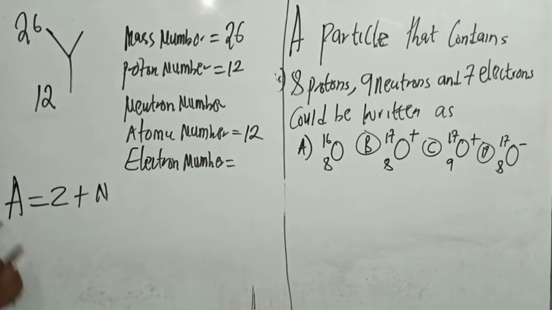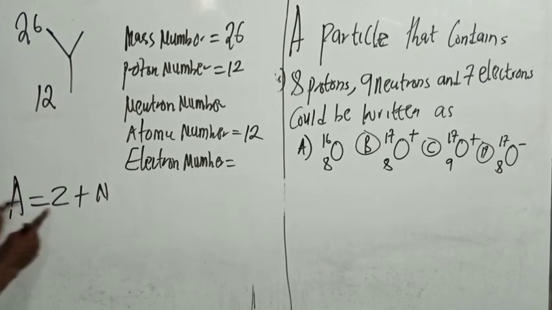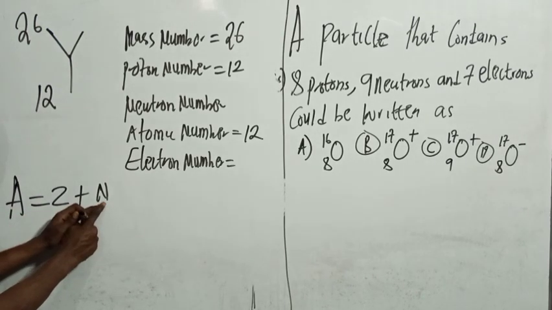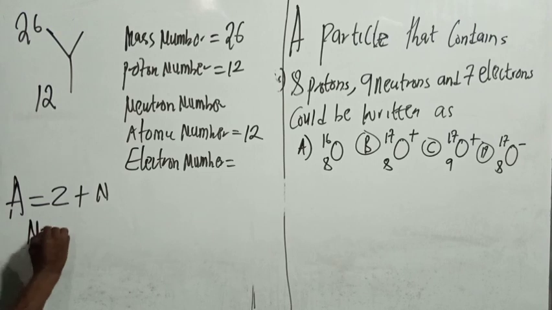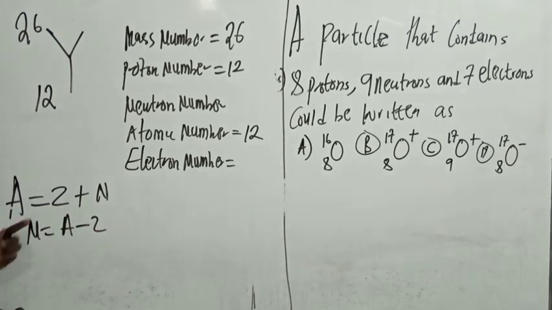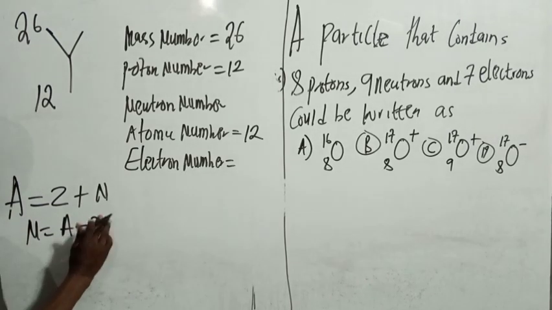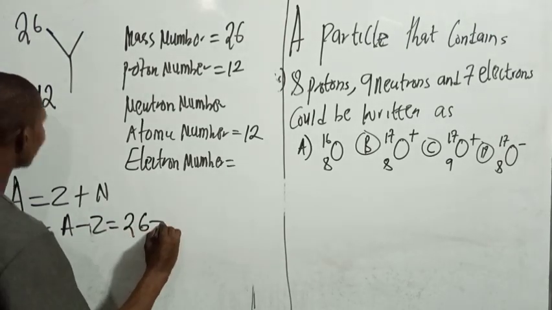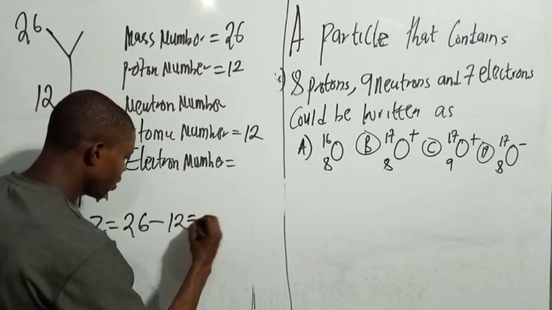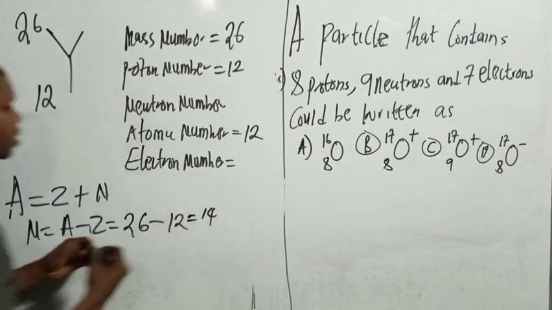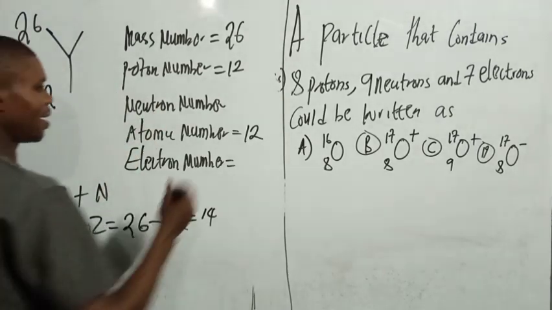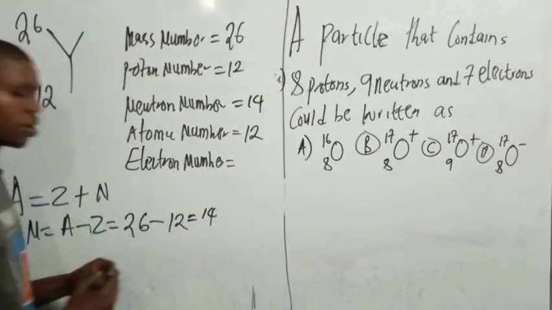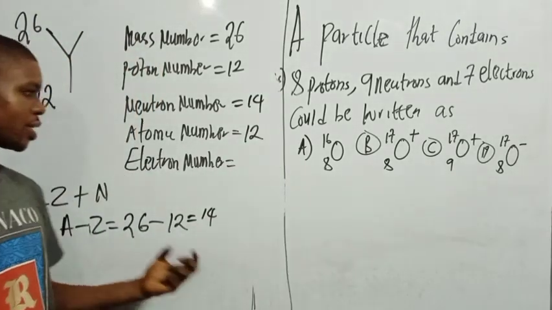N, right? A is the mass number. Z is the atomic number or proton number. So for me to get my N, it is A minus Z, that is the formula for N. So here you have 26 minus 12, which gives me 14. Now my neutron number here is 14.